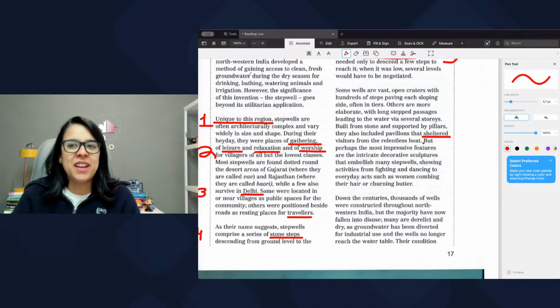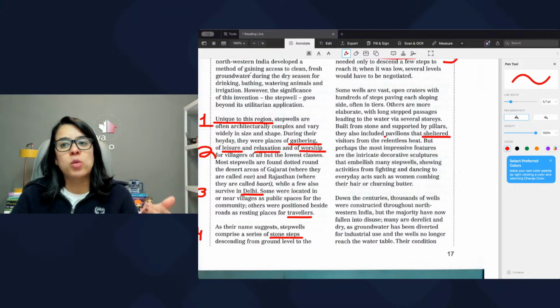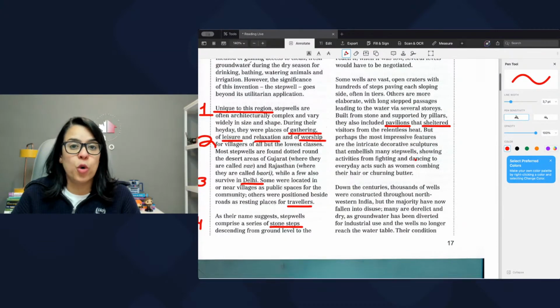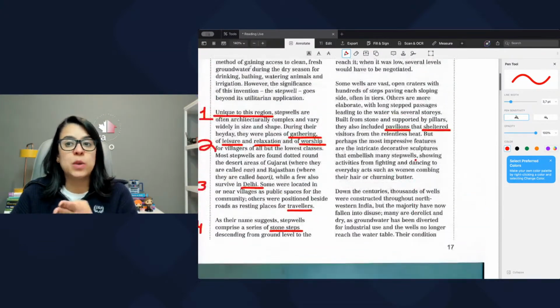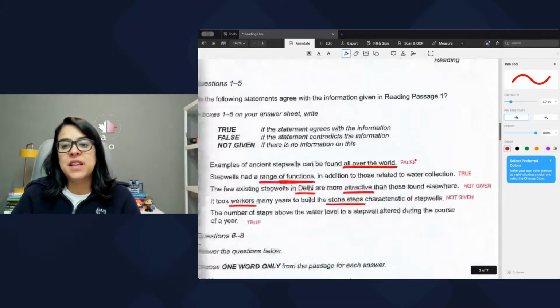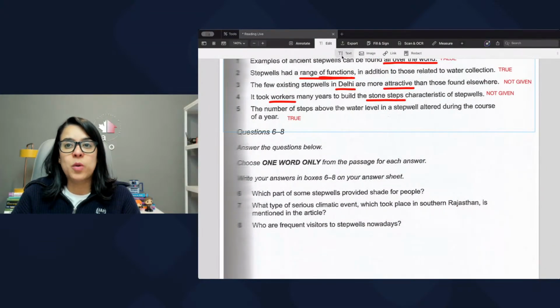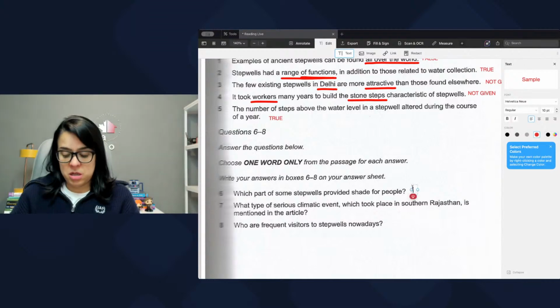So I found the answer, right? The name of the place that sheltered people from the heat, from the sun. The name of this place is pavilion. It's in the plural form, so we have to write the word exactly as it is here. So that means we're gonna answer the question here, and the word is pavilions.